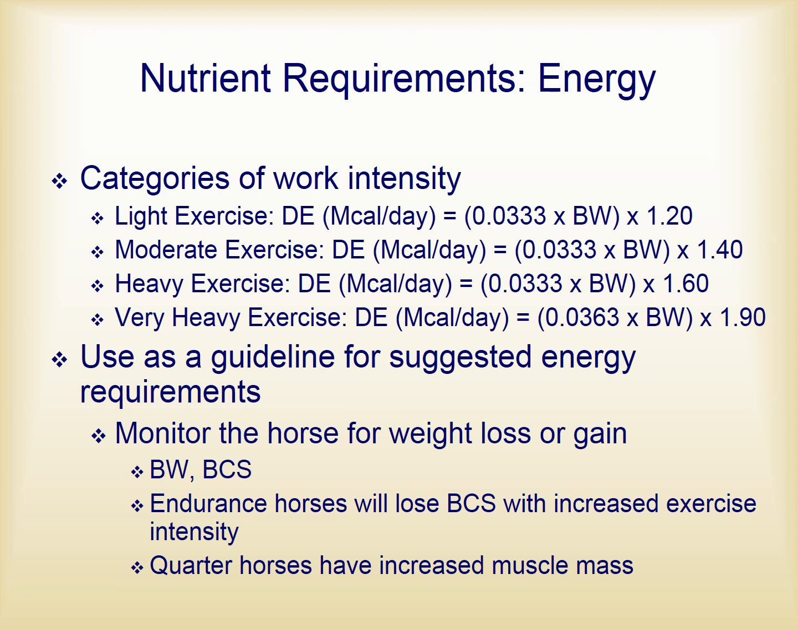Quarter horses will have an increased muscle mass, so you're going to have to take that into account. Endurance horses will lose body condition score with increased exercise intensity. It's very rare to find an endurance horse that's actively exercising and training that's going to be at a body condition score of 6. Sometimes it's hard to find them at a body condition score of 5. Some of the endurance horses you may see may be at a body condition score of 4, and that may be about as high as they can get. Again, depending on the types of horses you work with, you'll probably get to be fairly comfortable with the body condition scores of that particular group of horses.